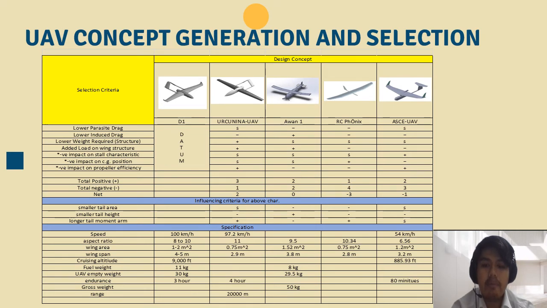The sign S is for a neutral score for the design. The design that had the most positive score will be the datum for this project, and as you can see, the Kunina UAV got the top score, which is 2 positive signs. The table also shows the influencing criteria for the above character design. Besides that, each design also had the specification as the requirement specification for this mini project.